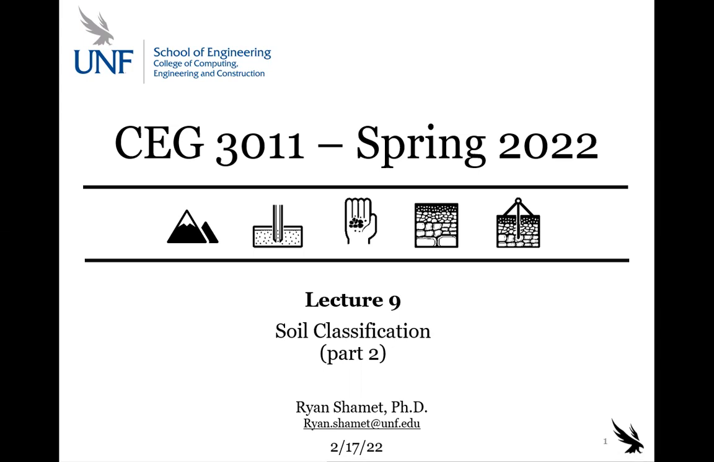But today we are going to be continuing on with our soil classification. We were covering the USCS, which stands for what? Yeah, unified soil classification system. Even though that's a mouthful, that's one of the easier acronyms that we're going to be working with, because today we're going to introduce the AASHTO system, which is American Association of State Highway and Transportation Officials.